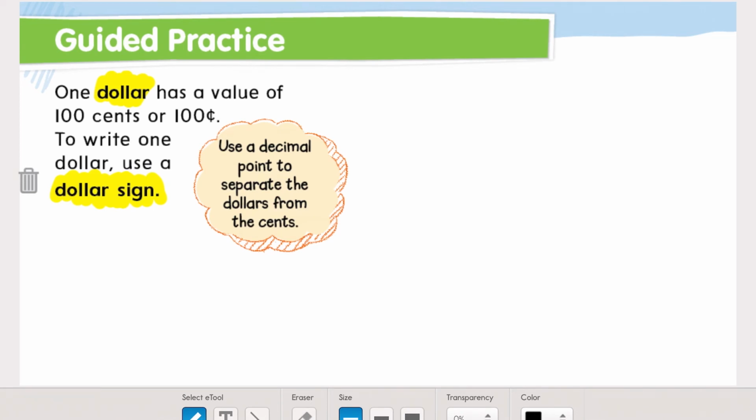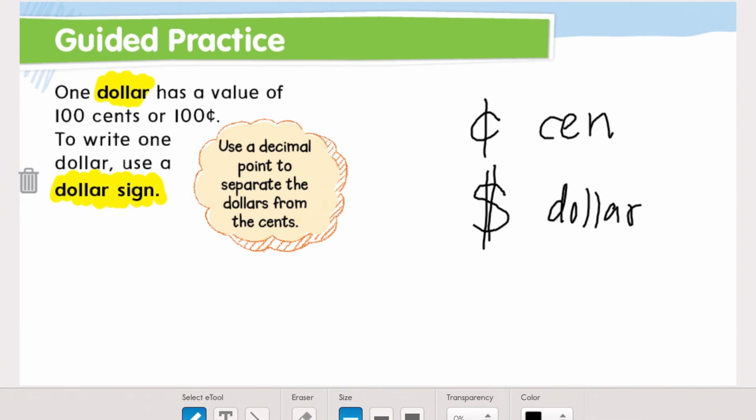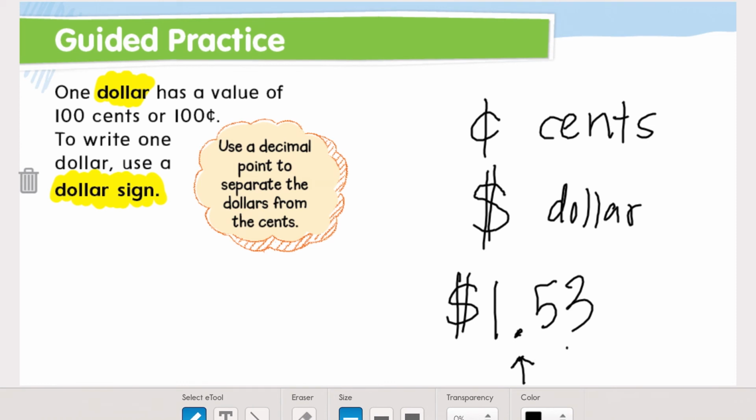And so we can use a cent sign like this, a C with a line through it. A dollar sign is an S with a line through it. Sometimes you do 2 lines through the S, but that one means dollar. And this one means cents. When we are writing that out, let's say I have $1.53. We would write it to separate our dollars and our cents. $1, and when you see this decimal in math, I want you to think the word and, 53 cents. We would read this as $1.53.